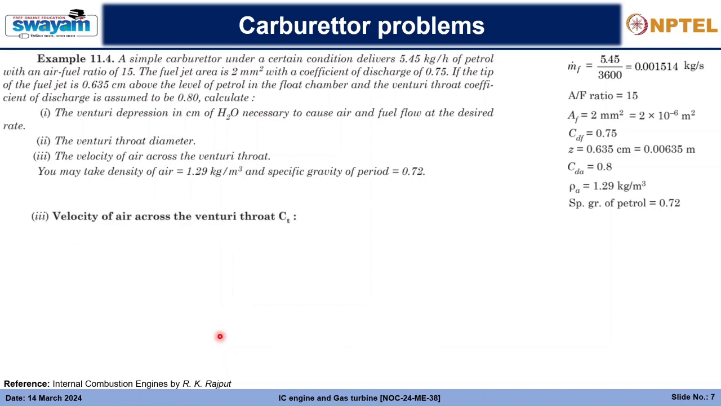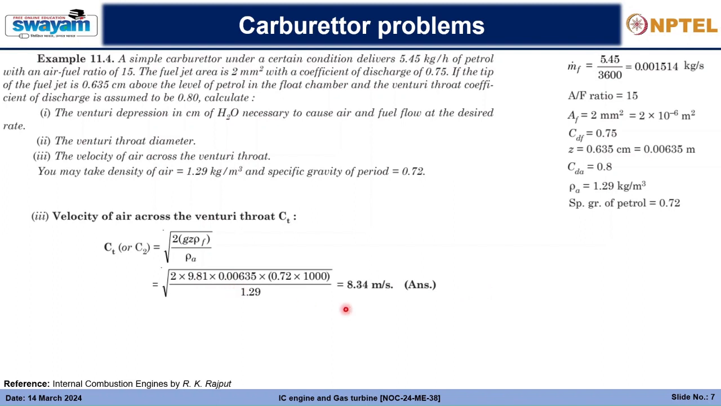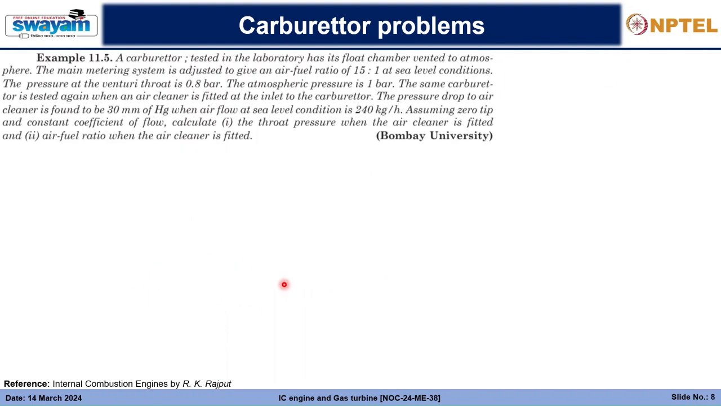Next, we'll calculate the velocity of air across the venturi throat, ct. So ct or c2 is given as the square root of 2 g z rho f divided by rho a, and the value is 8.34 meter per second if you put in all the values.